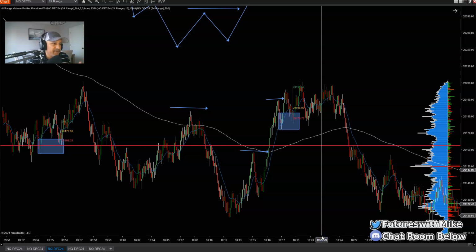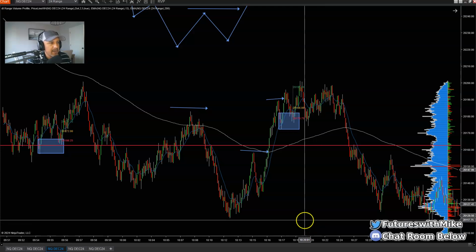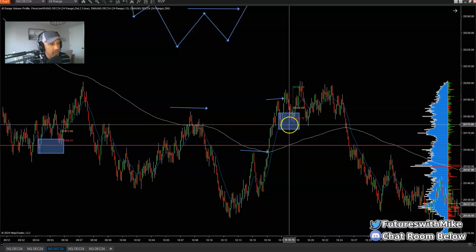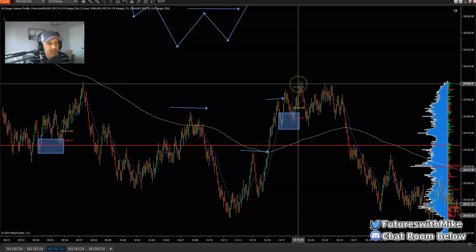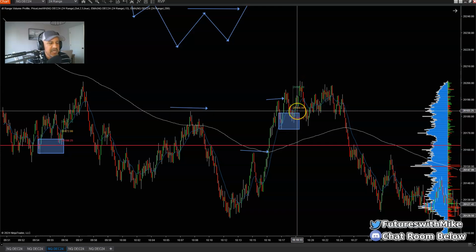I talked about this in a prior video. Going in for a 1-to-1, take your portion of the position off, and then let the remaining portion run, the last contract. How do you do that? I talked about that in a video as well. Every time price pulls back and makes a new higher low, move the stop loss up. But it all depends on what the market is doing.